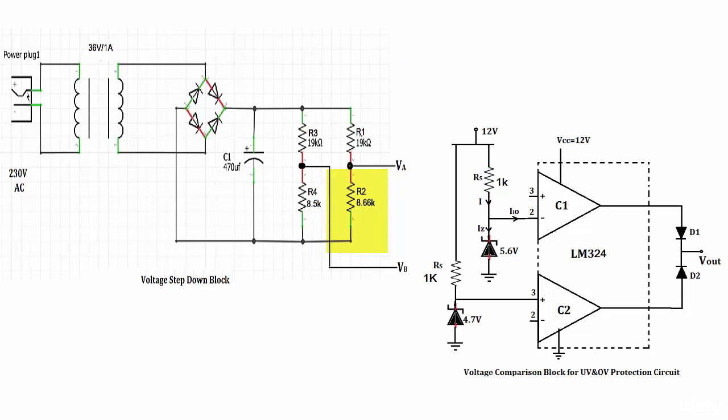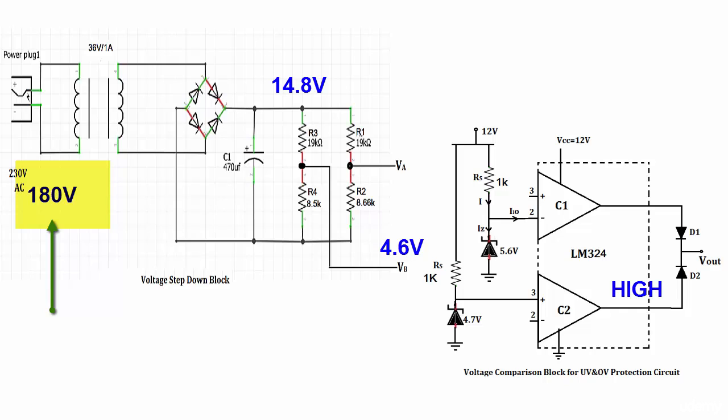Now, second step, decrease the supply voltage to 180 volt and see what is the output of the filtering circuit. In my case, it is 14.8 volts. So we need to convert this 14.8 volts to 4.6 volts so that the comparator 2 gives me high voltage whenever the 14.8 volt comes.